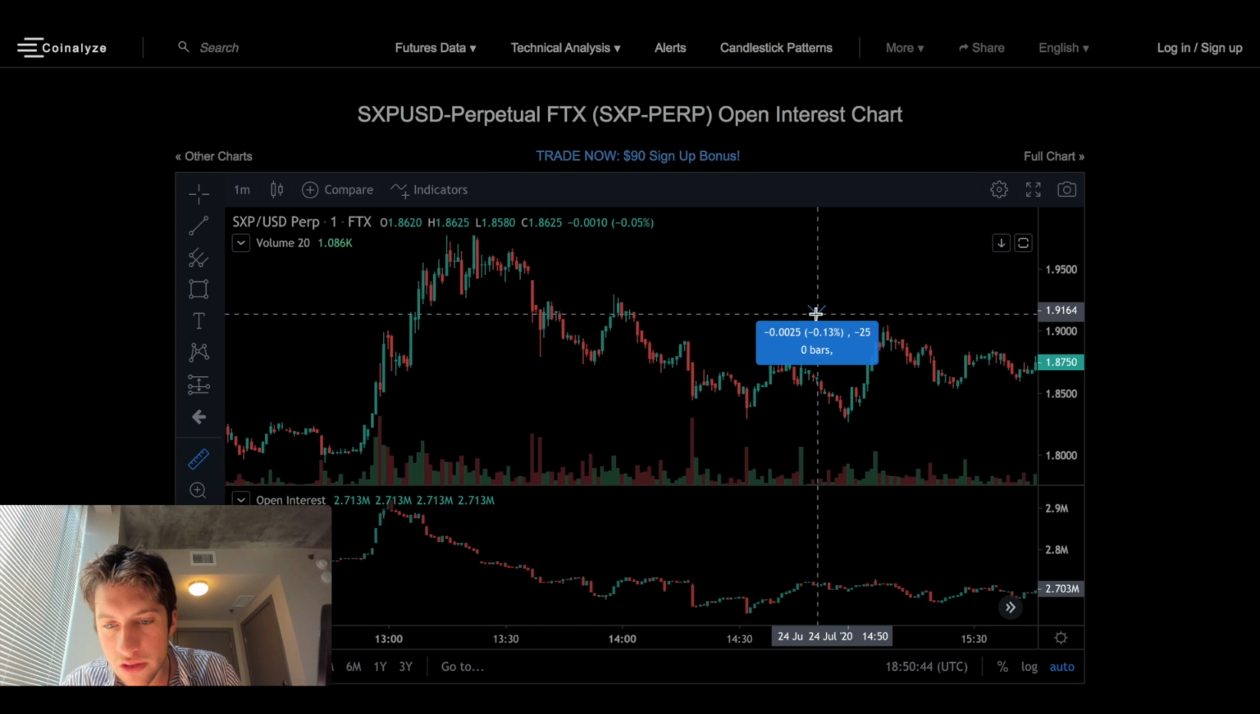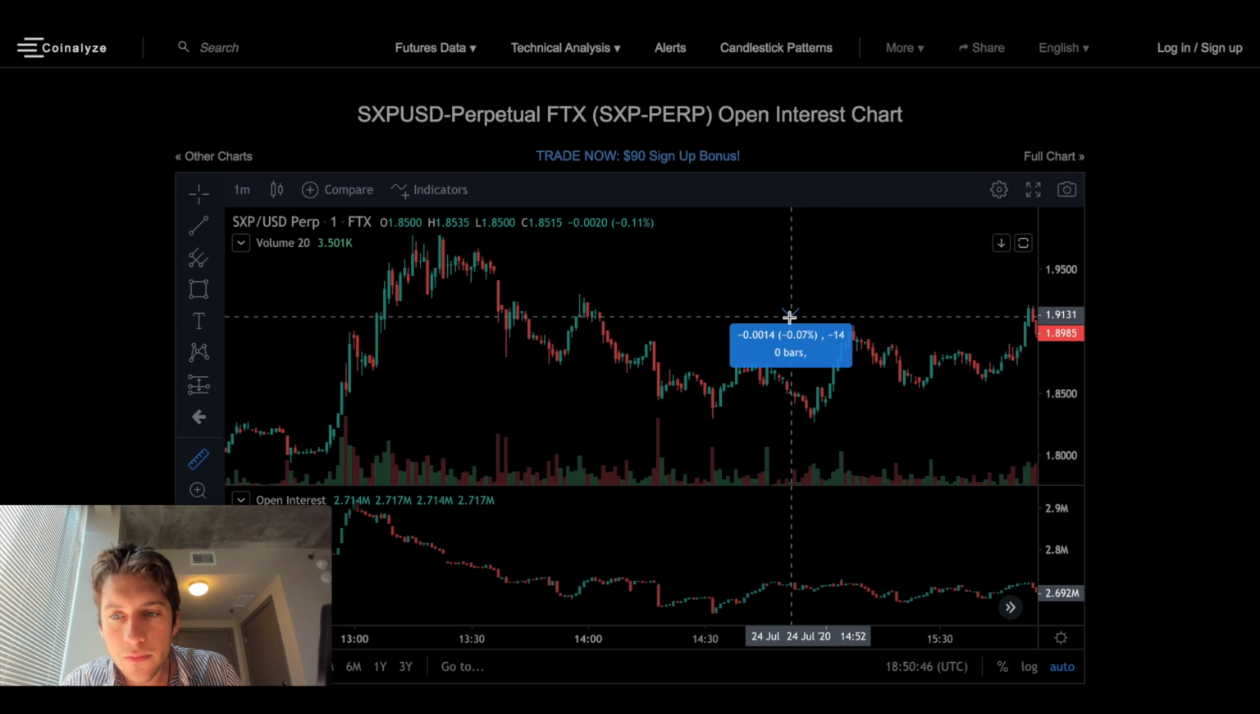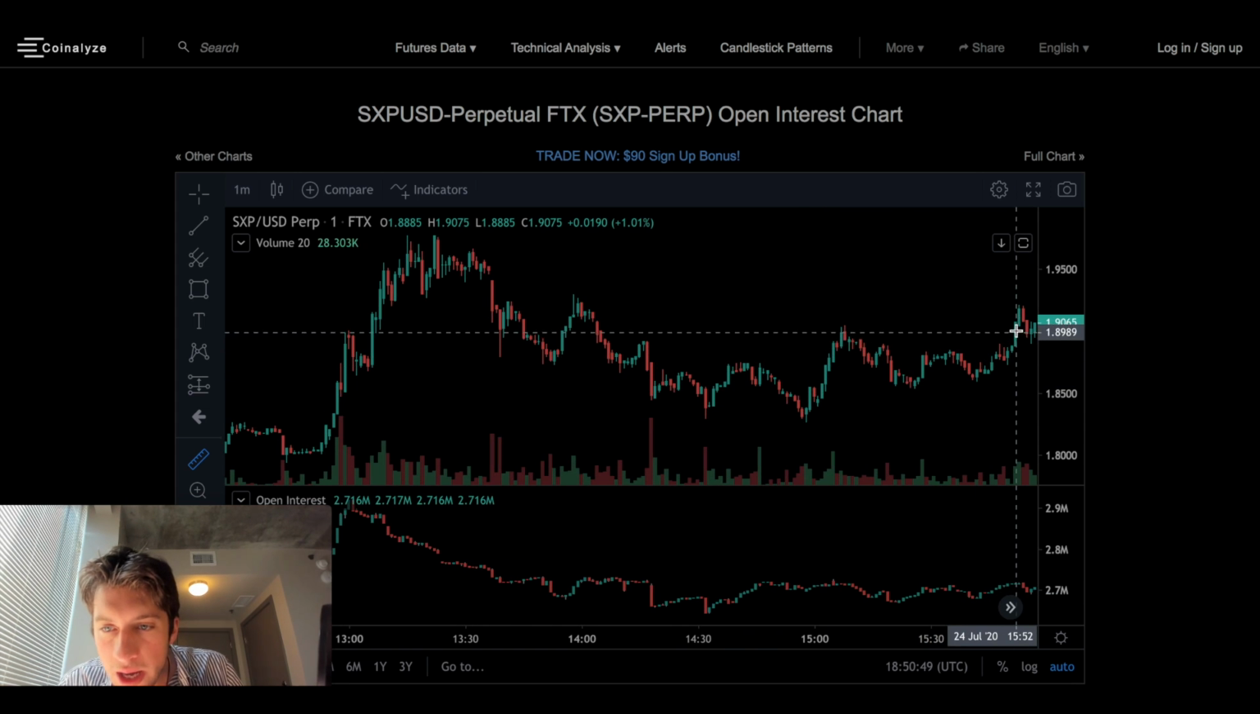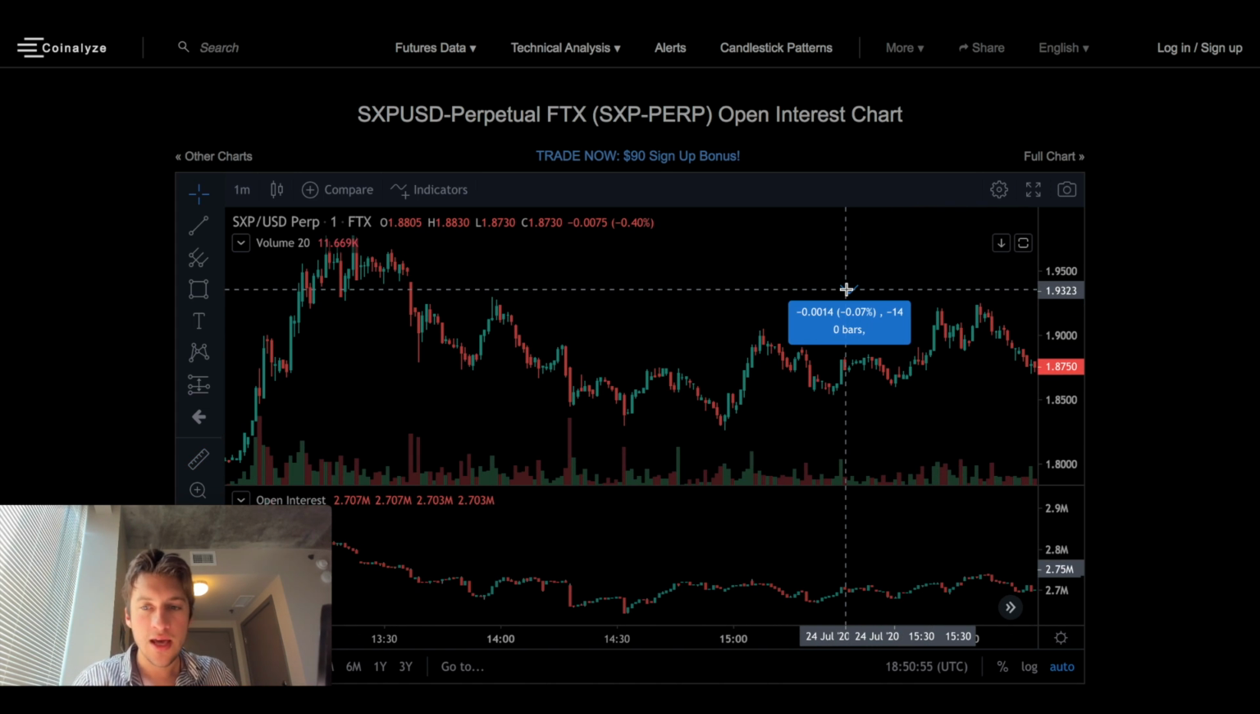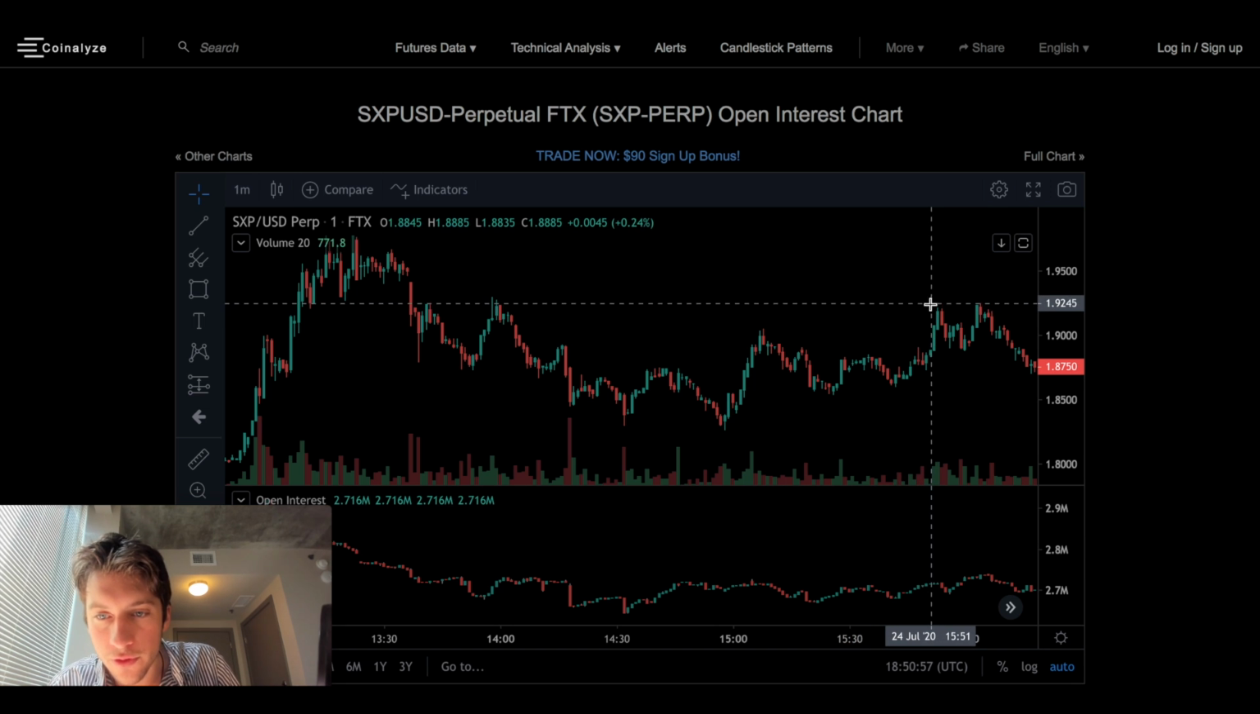So let's just look at what's going on here, okay? There you go, right there. That's a stop loss hunt. We go right above this high. Open interest doesn't really care. That is a beauty. This is beautiful, so beautiful.